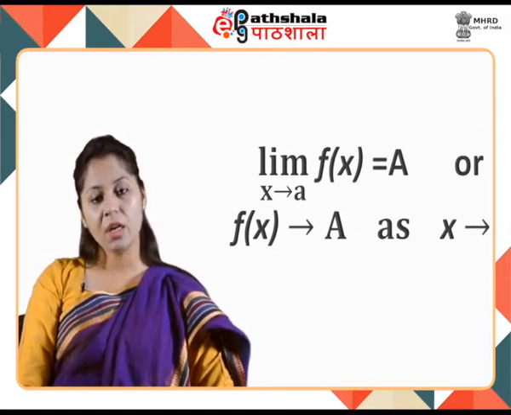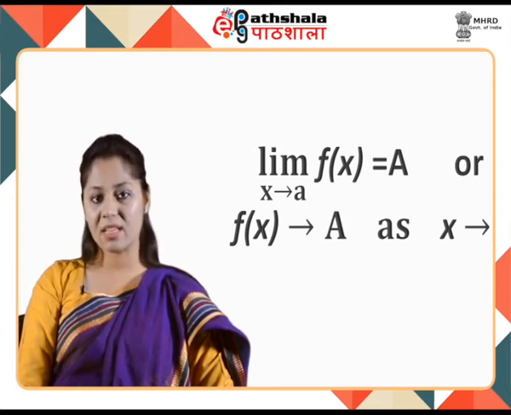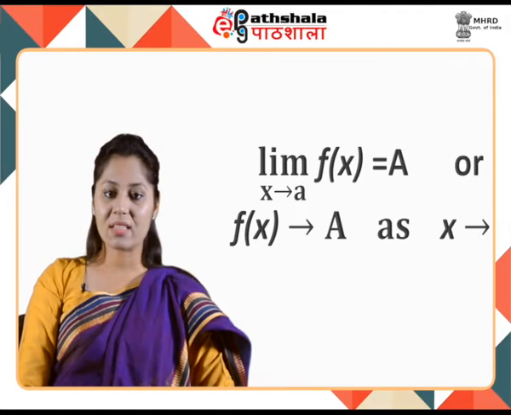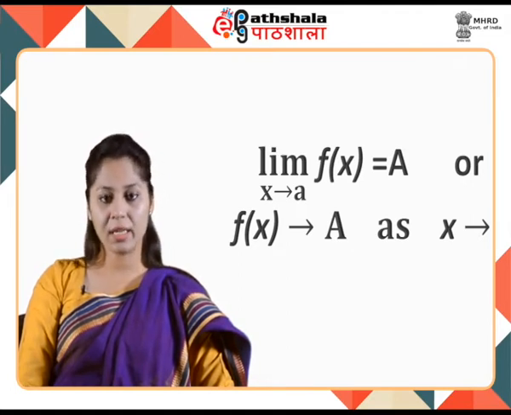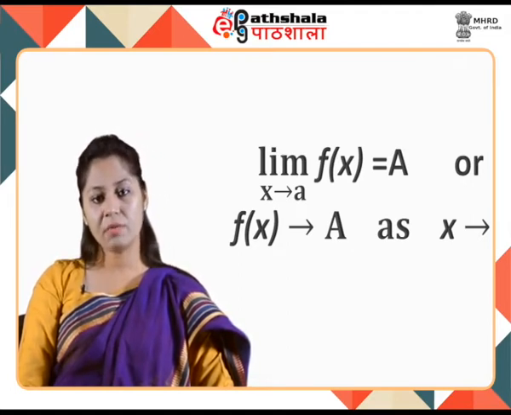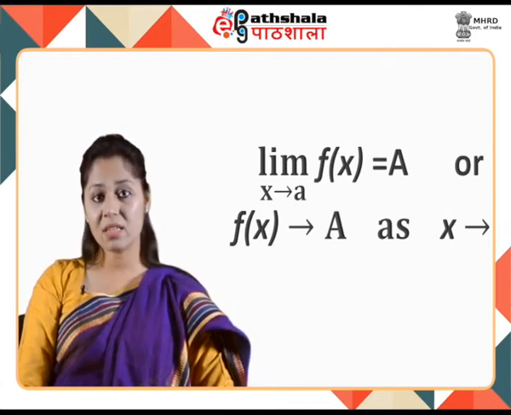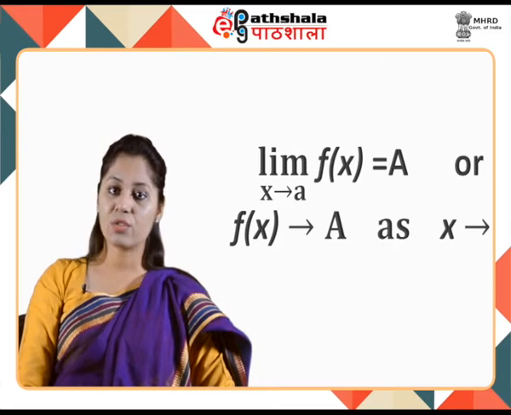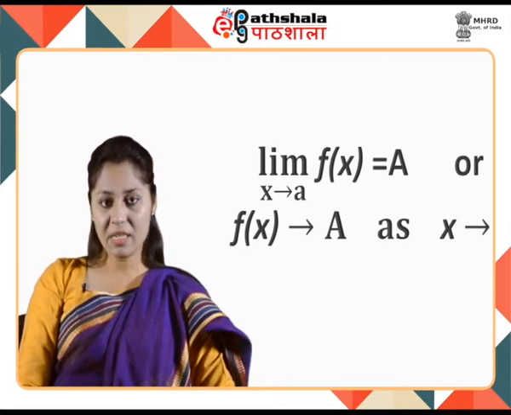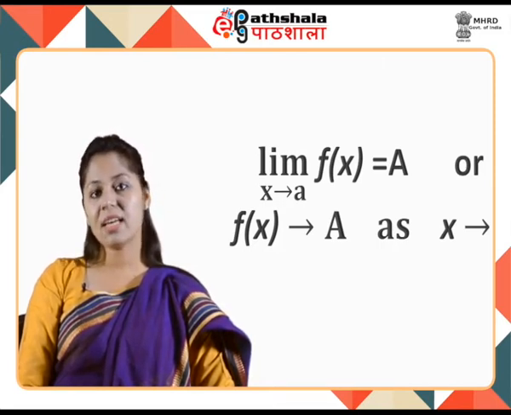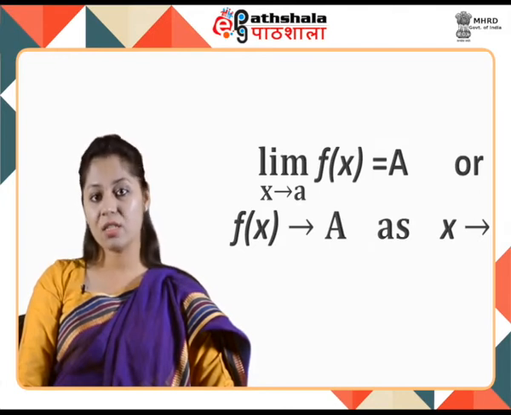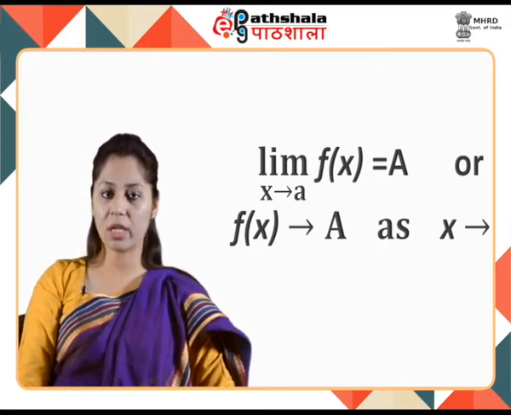This means that we can make f(x) as close as possible to A as we want for all x sufficiently close to small a. It is possible, however, that the value of f(x) does not tend to any fixed number as x tends to small a. Then we say that limit x tending to a f(x) does not exist, or that f(x) does not have a limit as x tends to small a.